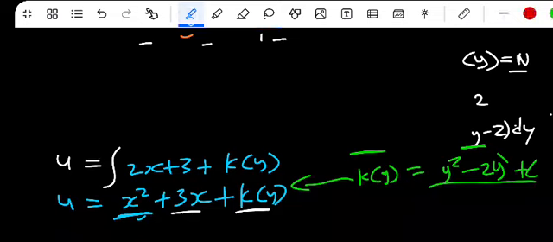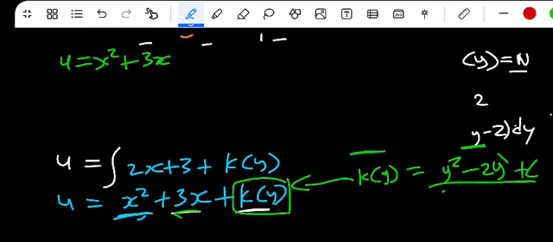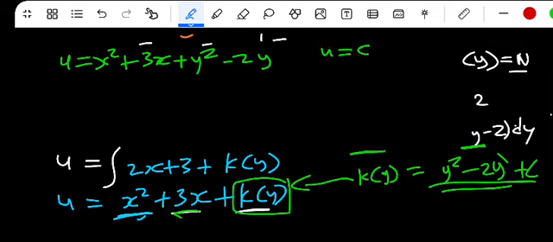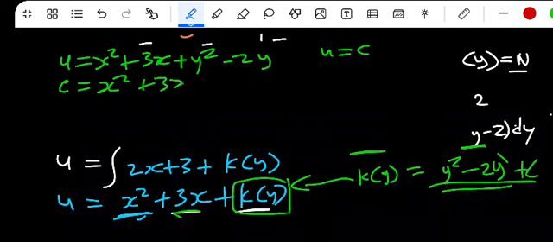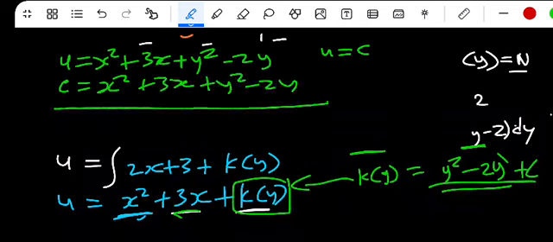Substituting this, we have our u: x squared plus 3x, plus y squared minus 2y. We said u is equal to c, so c equals x squared plus 3x plus y squared minus 2y. So this is what we have there.